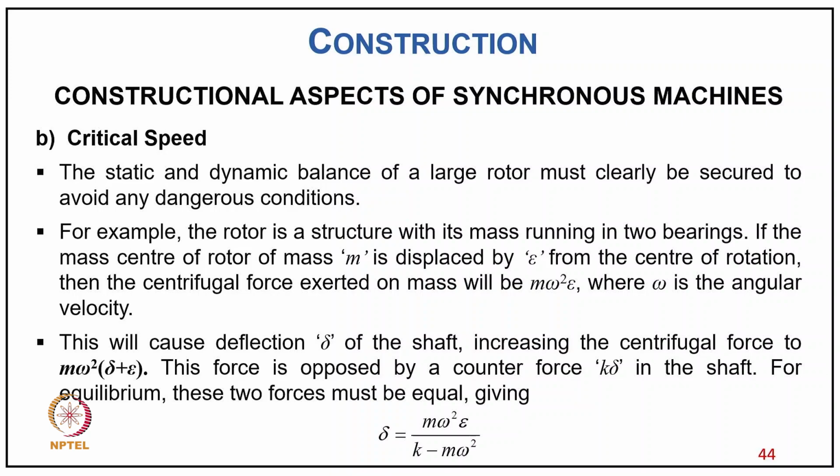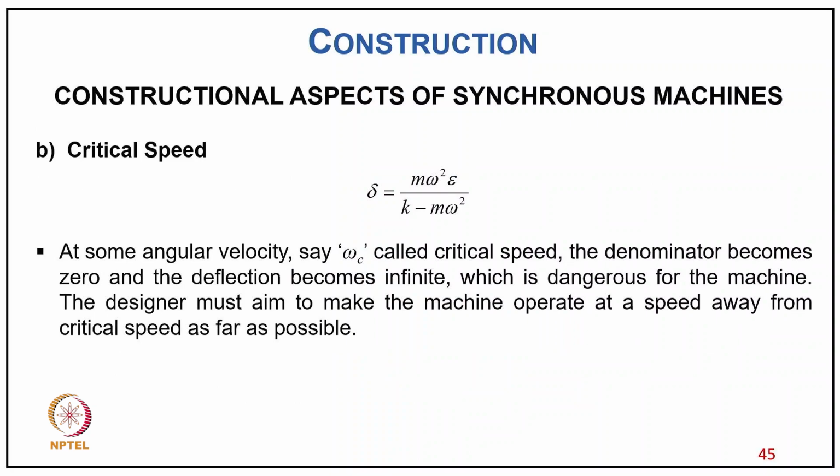For equilibrium, these two forces must be equal, giving delta equal to m omega square eta divided by k minus m omega square. So at some angular velocity, say omega c, called critical speed, the denominator becomes 0 and the deflection becomes infinite, which is dangerous for the machine. So the designer must aim to make the machine operate at a speed away from critical speed as far as possible.